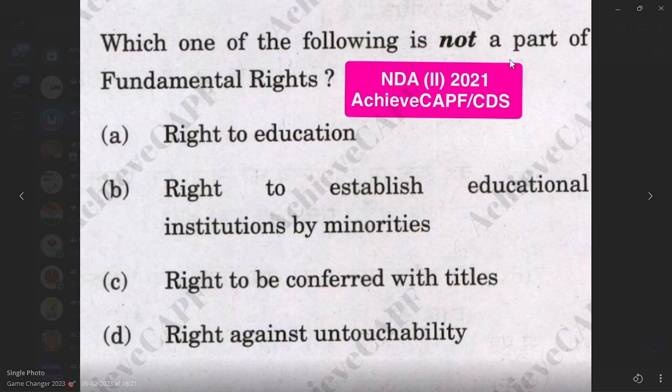Which of the following is not a part of fundamental rights? Right to education, right to establish an educational institution by minorities, right to be conferred with titles, right against untouchability.